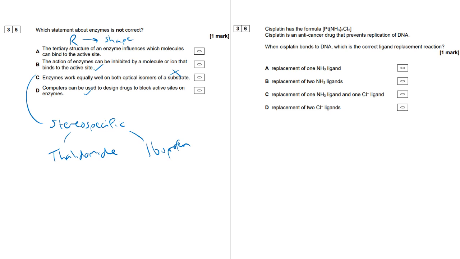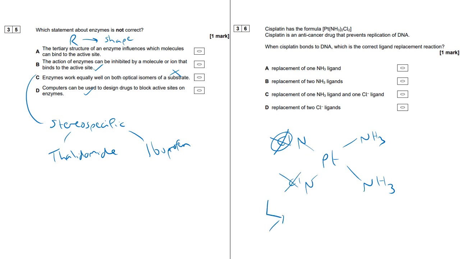And finally, question 36. Cisplatin has the formula PtNH3Cl2. So it is a square planar complex. So you've got your two chlorines on one side, two chlorides, two NH3s on the other. What happens when it bonds to guanine in DNA? So the chloride platinum bond is quite weak. The chloride breaks off and bonds to the N on one guanine. The second chloride breaks off and bonds to an N on another guanine.